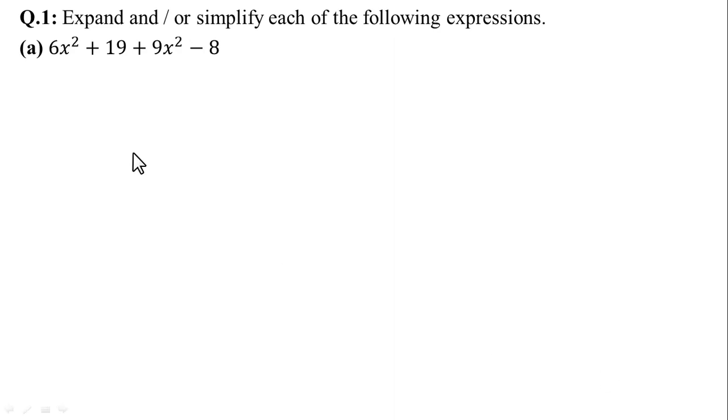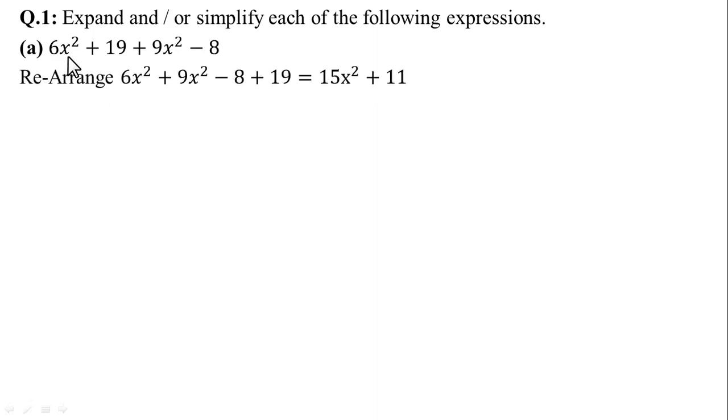First of all, in part A, 6x square plus 19 plus 9x square minus 8. Now, first of all, rearrange with respect to their variables and power of variables. So, rearranging the values, 6x square plus 9x square minus 8 plus 19. 6x square plus 9x square is equal to 15x square. 19 minus 8 is equal to plus 11. So, the answer of the first part is 15x square plus 11.